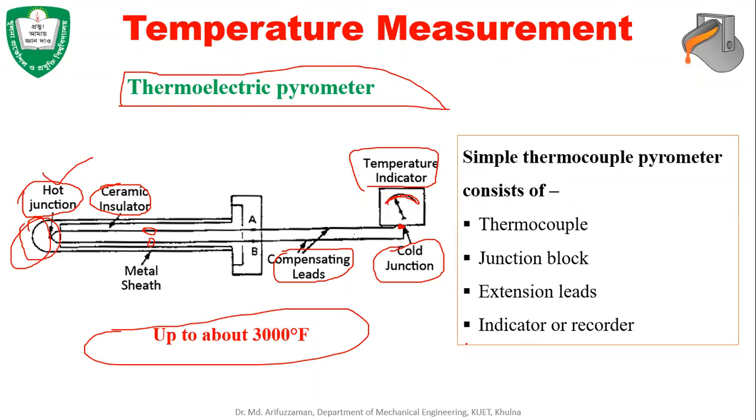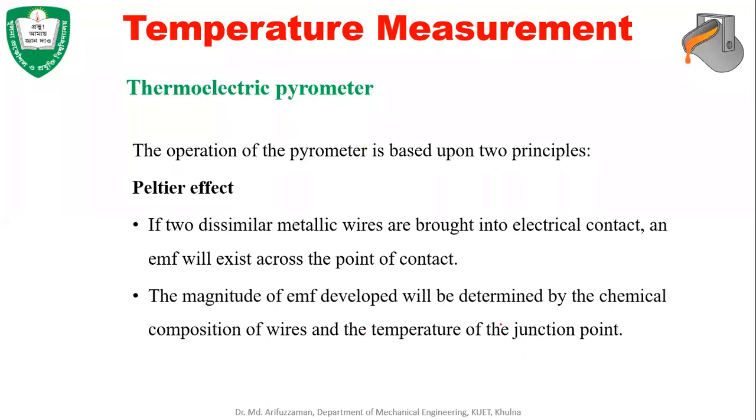The thermoelectric effect is a combination of two different effects. One is the Peltier effect and the other is the Thomson effect. For the Peltier effect, if two dissimilar metallic wires, two wires of different composition, are brought into electrical contact, an EMF will exist across the point of contact. When two dissimilar materials are connected together at two different points, an EMF is generated.